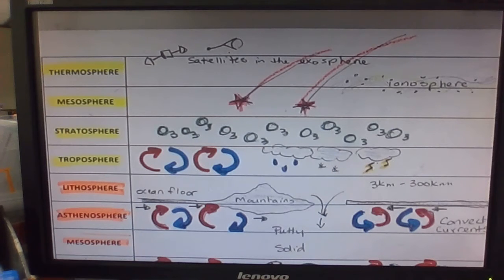Satellites in the exosphere. Ionosphere is at the bottom of the thermosphere.